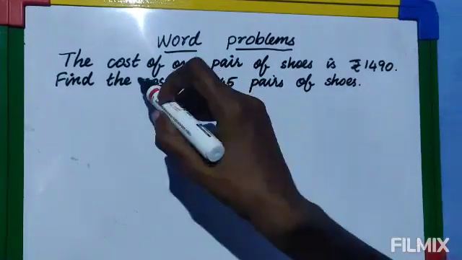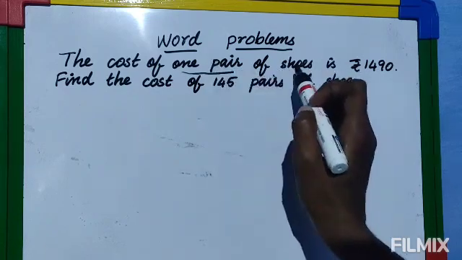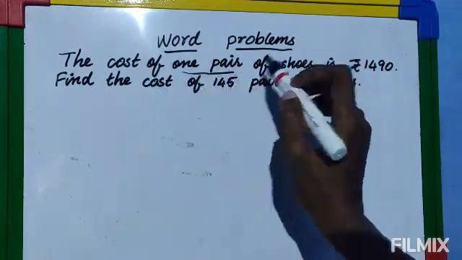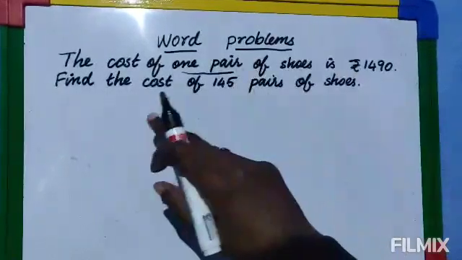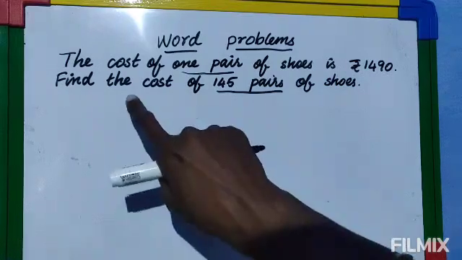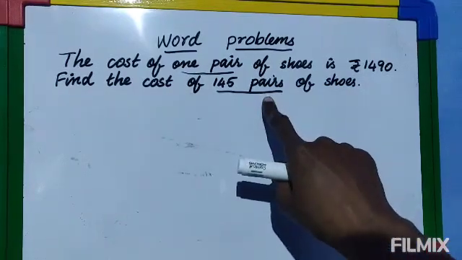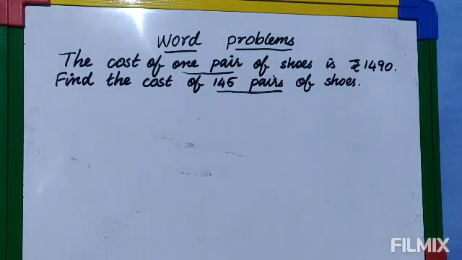Here you see: the cost of one pair of shoes. So it's given for one pair of shoes. The cost of one pair is rupees 1490. Find the cost of 145 pairs. So it is given for one pair and they are asking for 145.